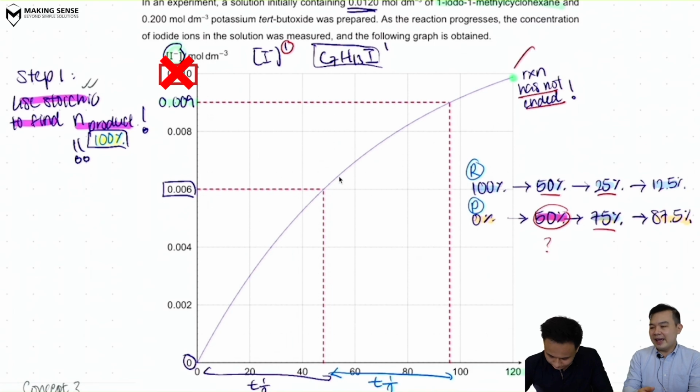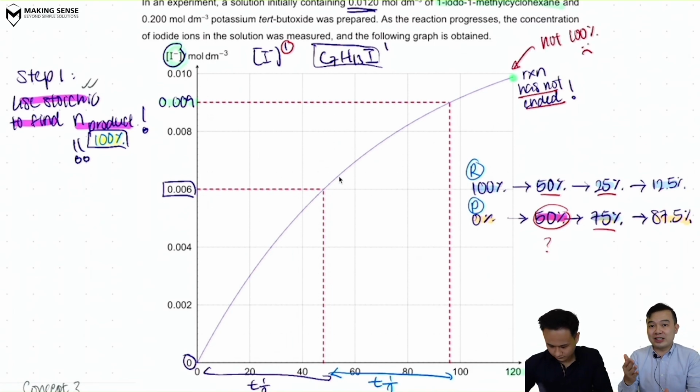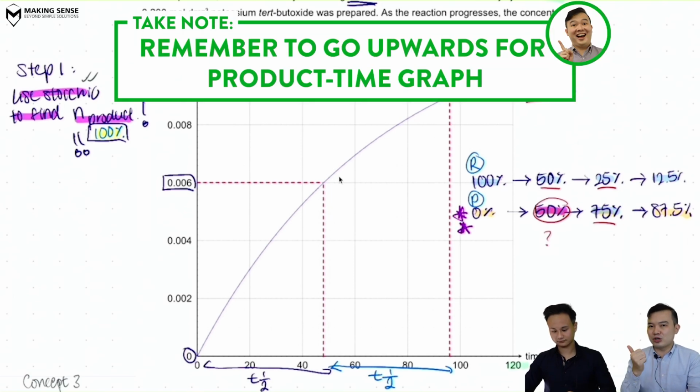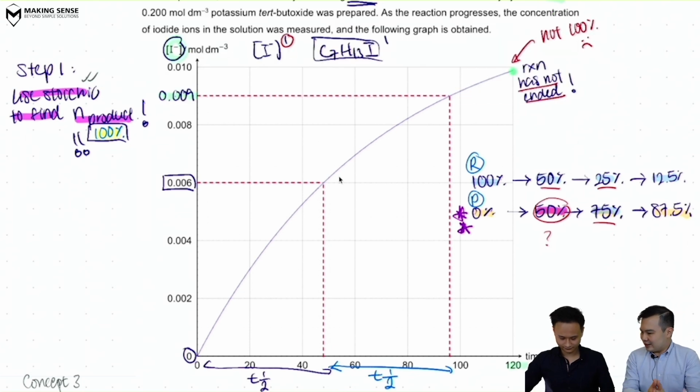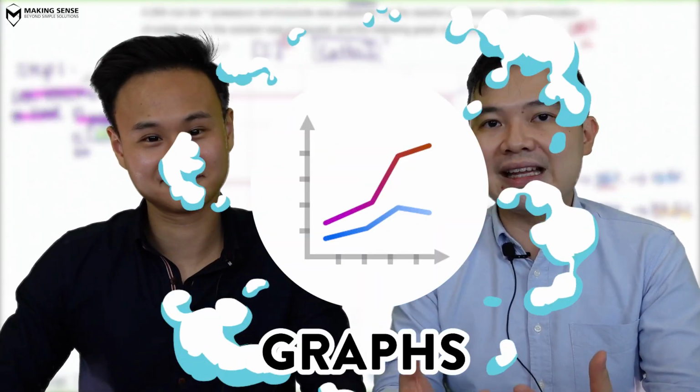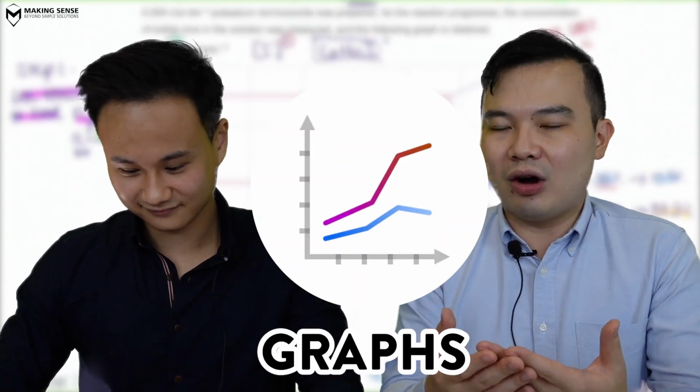So that's not okay. And number 2, people really like to take half and then not 3/4, you go for 1/4 because you mistook it to be a reactant time graph. So you can never go downwards for a product time graph. For product time graph, you're supposed to go upwards. So it's going to be half, 3/4, and 7/8. Okay, so nice. We have concluded the second question type, which is to look at graphs and then interpreting to find out what is the order of reaction.